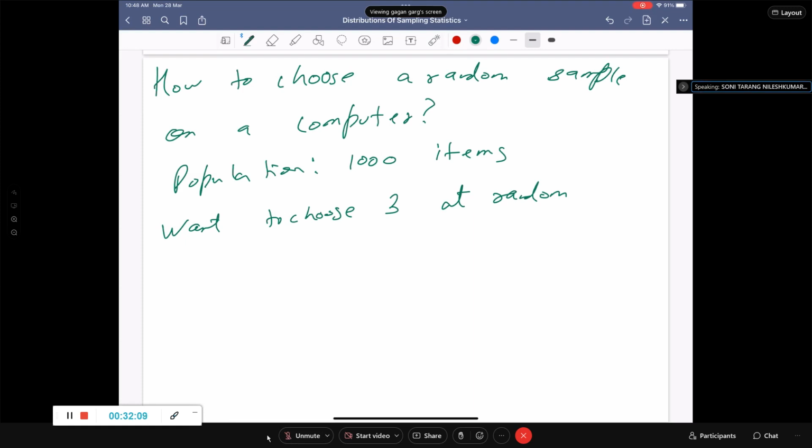Sir, I think that a random sample means we cannot predict in advance which sample will be chosen. That is one way to say it. But more importantly, probability of choosing any sample is the same. So if you have 1,000 items, how many ways can you choose a sample of size 3?